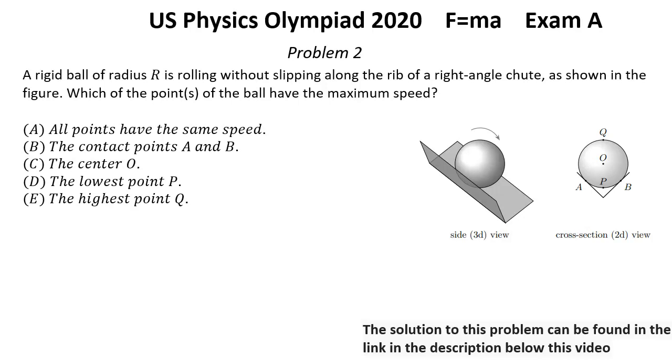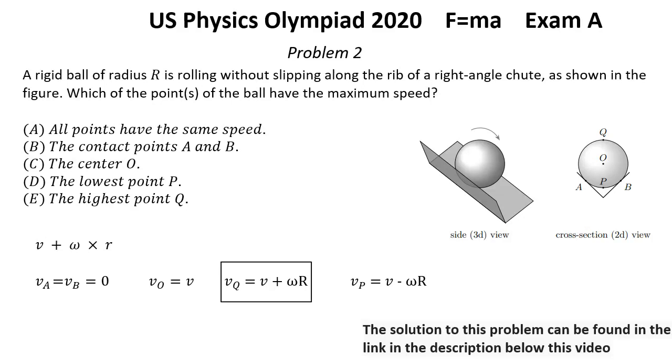Points A and B must be stationary because they are in contact with the rib and the ball is rolling without slipping. Because the velocity at any point is given by v plus the cross product of omega and radius vector r, where v is the velocity of center point O, omega is the angular velocity, and r is the radius vector for any point. We have VA equal VB equal 0, VO equal V, VQ equal V plus omega big R, and VP equal V minus omega big R.